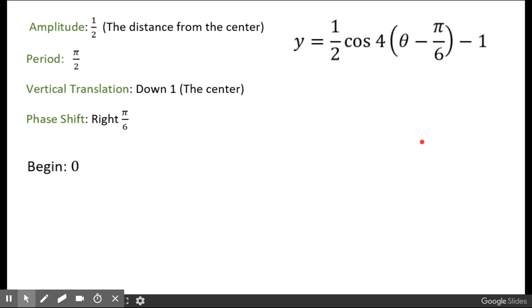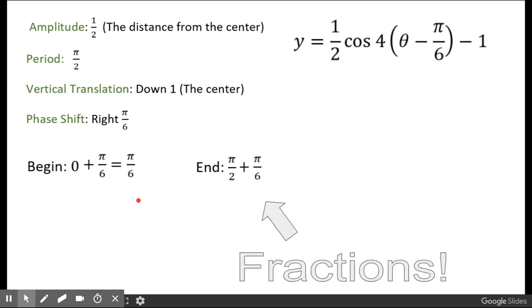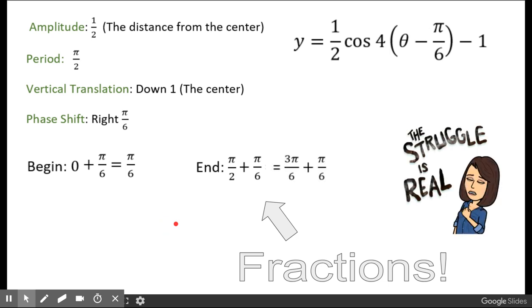Now, we're going to just sketch one cycle. So normally we'd begin at 0 and we'd end where the period ends, and the period ends at pi over 2. But we do have a phase shift of right pi over 6. So we have to add pi over 6 to the beginning. That's easy. 0 plus pi over 6 is pi over 6. And then we have to add pi over 6 to pi over 2. Okay, I know you don't like fractions, but you're going to have to find a common denominator, simplify it, and then we'll get our new end. So based on our phase shift, we're going to begin at pi over 6 and we're going to end at 2 pi over 3.